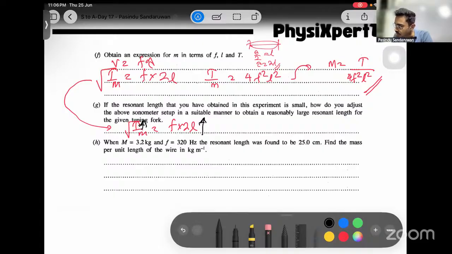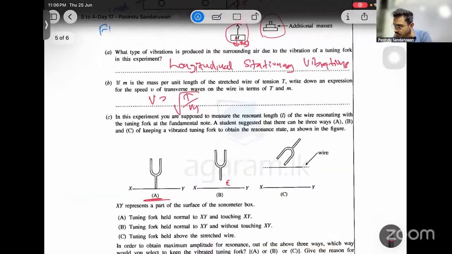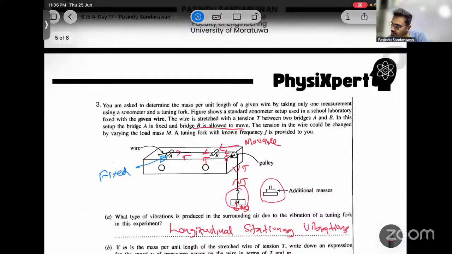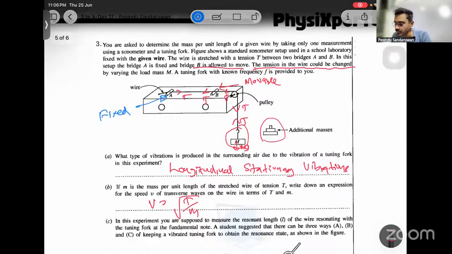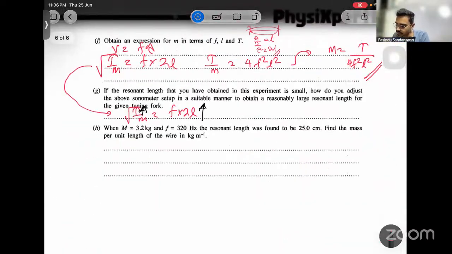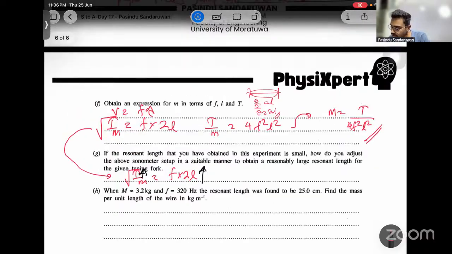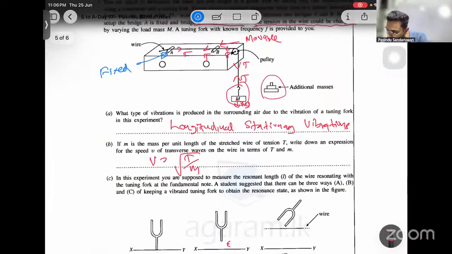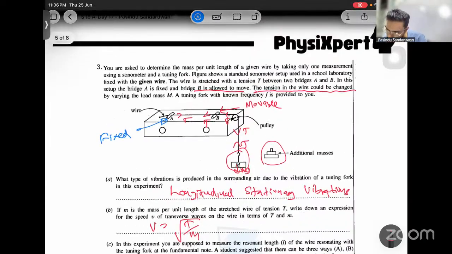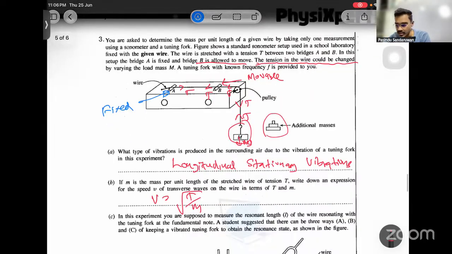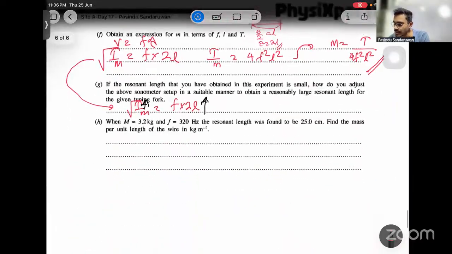That's why these additional weights are also given with the ribbon, and in the description it also says that the tension of the wire could be changed. So that's the purpose. Then what's the question? How do you adjust? By adding more masses to the load mass, by varying the load mass.